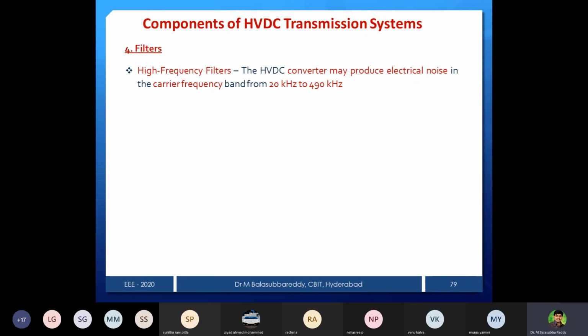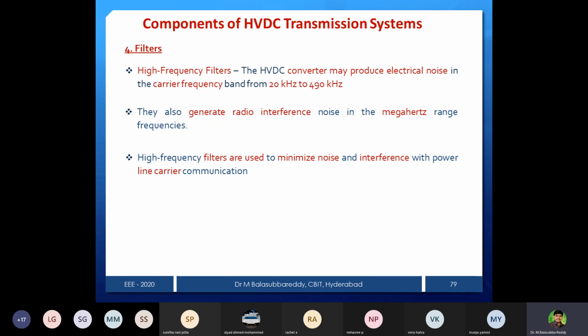So all these things I have already explained briefly. Just once I will scroll like this. Another one is the high frequency filter. There is a band from 20 kilohertz to 490 kilohertz. The carrier frequency can be used to filter out these harmonics. Noise can also be eliminated. Converters also generate radio interference noise in the megahertz range of frequencies, and this high frequency filter can minimize that as well.